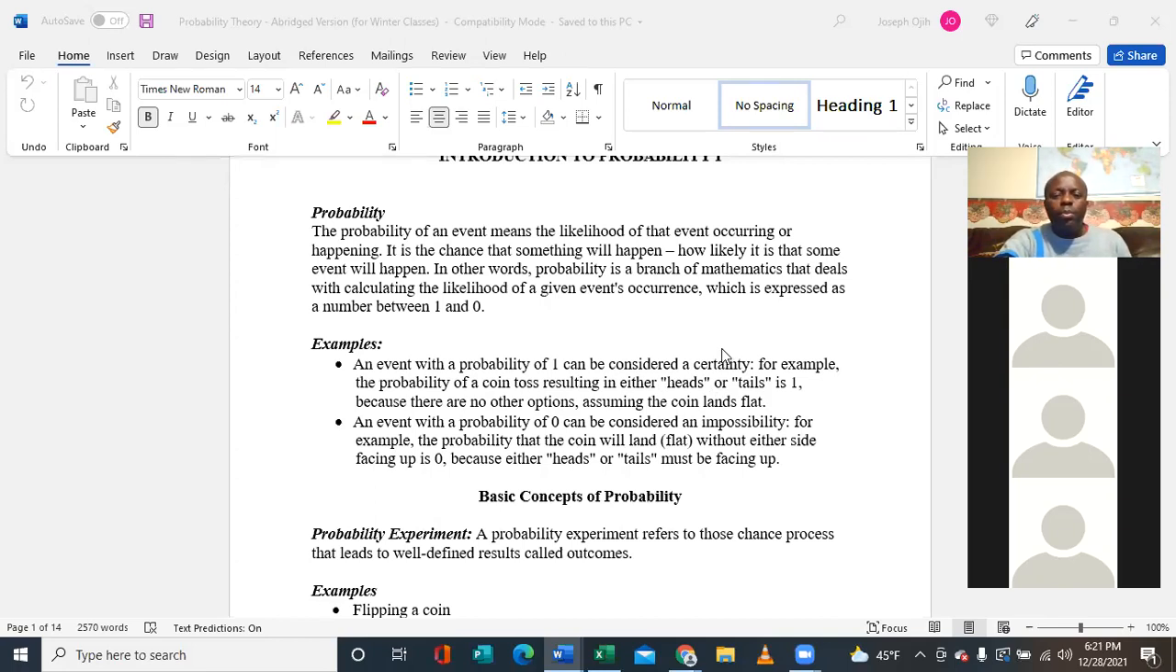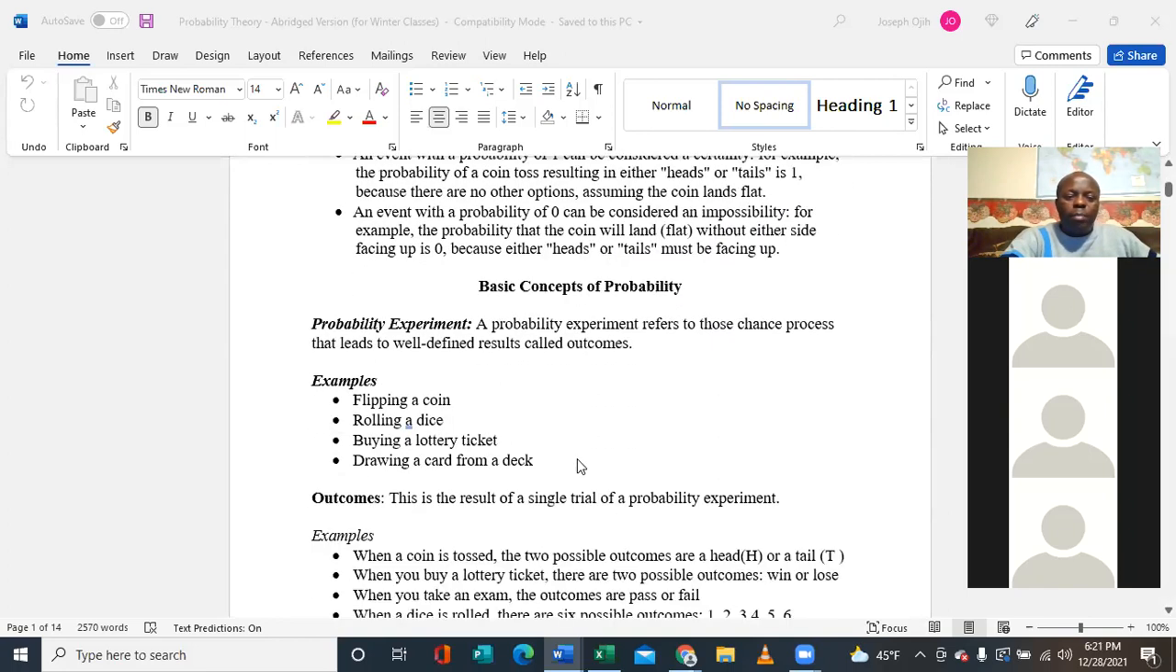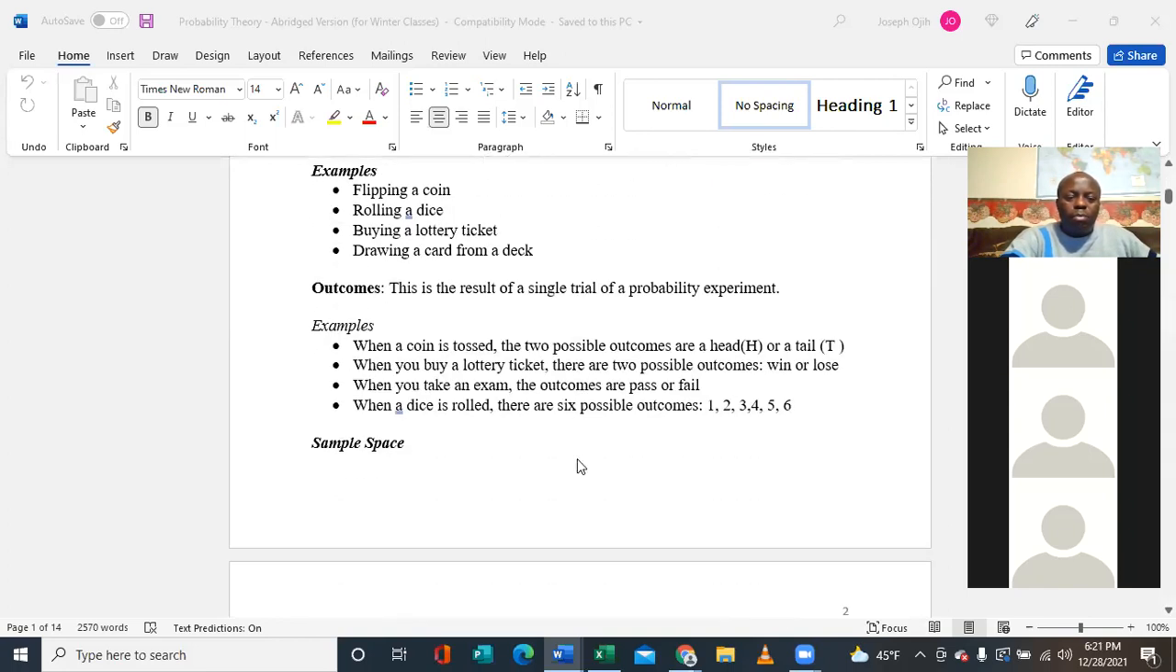Now, for impossible events, the probability that they will occur is 0. For example, the probability that a coin will fall flat without either a head or a tail is 0. Talking about a fair coin. Now, how about this? It is a 6-sided dice. The probability of getting a 7 is impossible, so it's 0. Now we're looking at the basic concepts of probability.